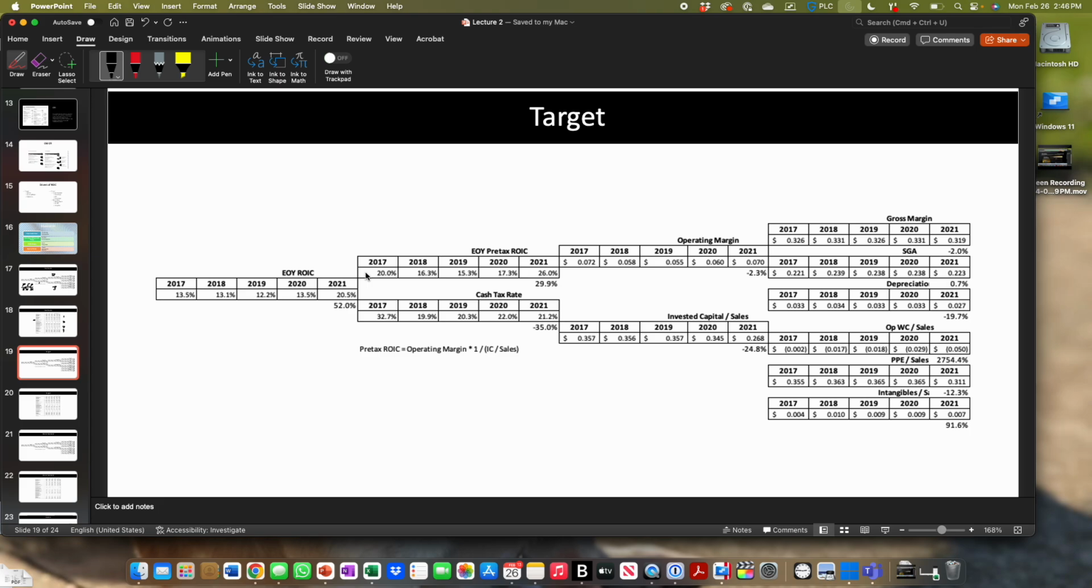So once I've identified those, I summarize right to left. So the summary of Target is a savings in working capital and PP&E, 9 cents together, led to a drop in invested capital to sales from 35.7 to 26.8. With flat operating margins, that led to an increase in the pre-tax ROIC from 20 to 26. And that combined with a slight lowering of tax rate from 33 to 21 led to the overall ROIC going from 13.5 to 20.5.